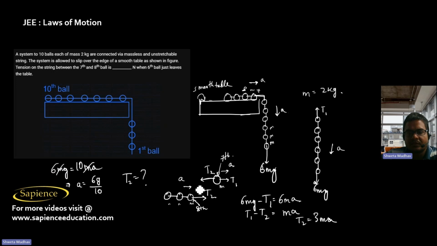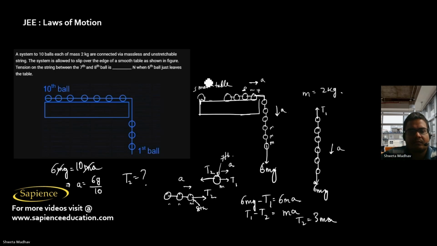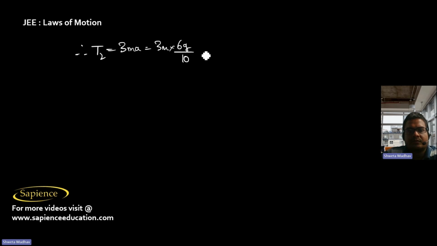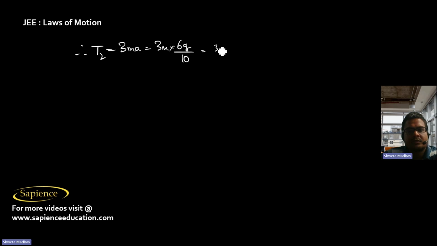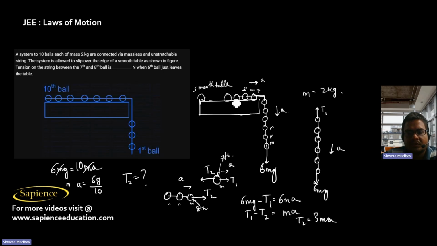Now T2 we have to find. Therefore the tension T2 will be equal to 3 ma, that is equal to 3m into 6g by 10. Now this will be equal to 6 into 3 into mass 2 kg into g is 10, divided by 10. So 10 and 10 will cancel. So 6 threes are 18, 18 times 2 is 36 Newton. So 36 Newton is the answer. Okay.